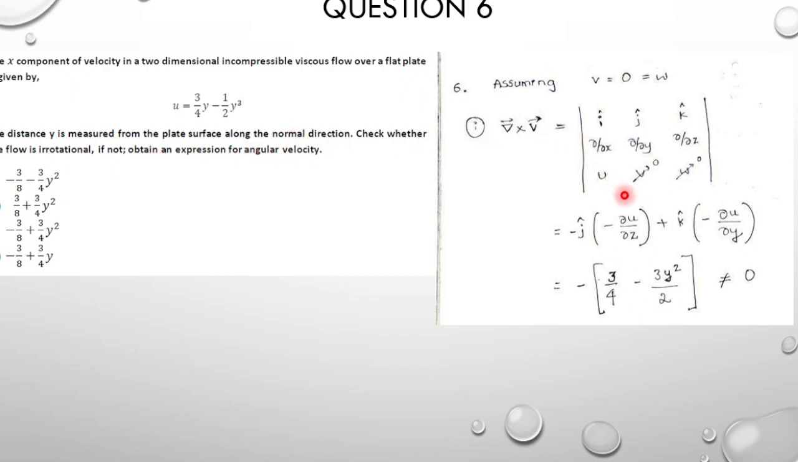So if you just work out this, you will directly get it out. You know how to calculate the curl of velocity, I guess. So you just take the determinant of the matrix, wherein along the first row you have the directions i cap, j cap, k cap.